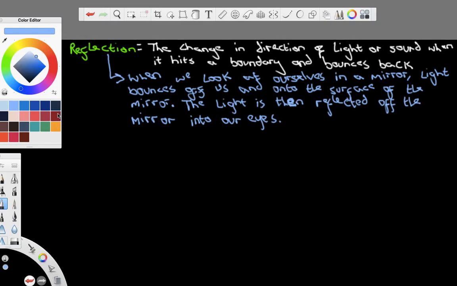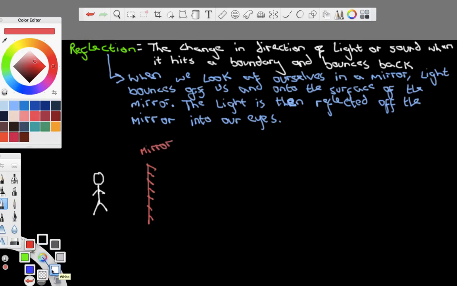Okay? So imagine that we've got you looking in a mirror. So this is you as a stick person. Here's your mirror in your house. It's a full body mirror, we'll say. And when we draw mirrors, we always add these dashed lines on the side. So this is our mirror. This is a person, or we'll say you. And we've got a light source in the sky.